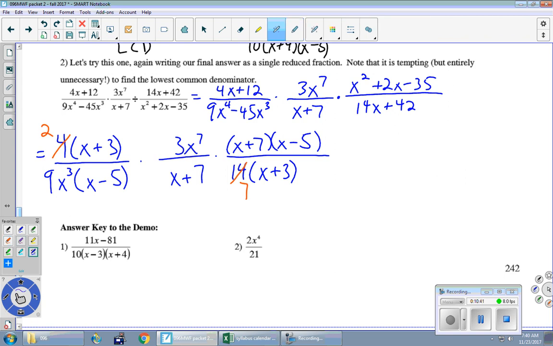Next thing I see on the top here is an x plus 3. I'm looking on the bottom. No, not there, not there. Hey, there's a winner. So we cross off the x plus 3's in both.